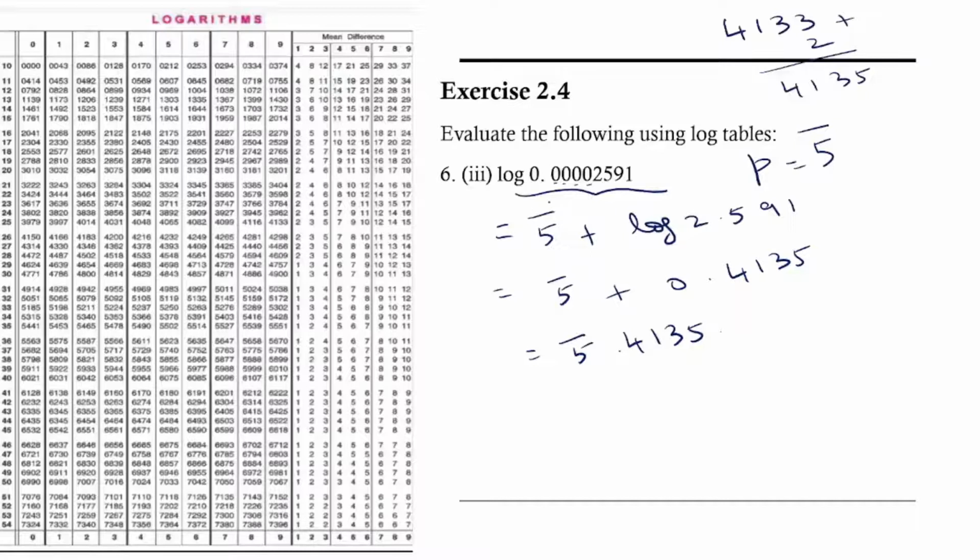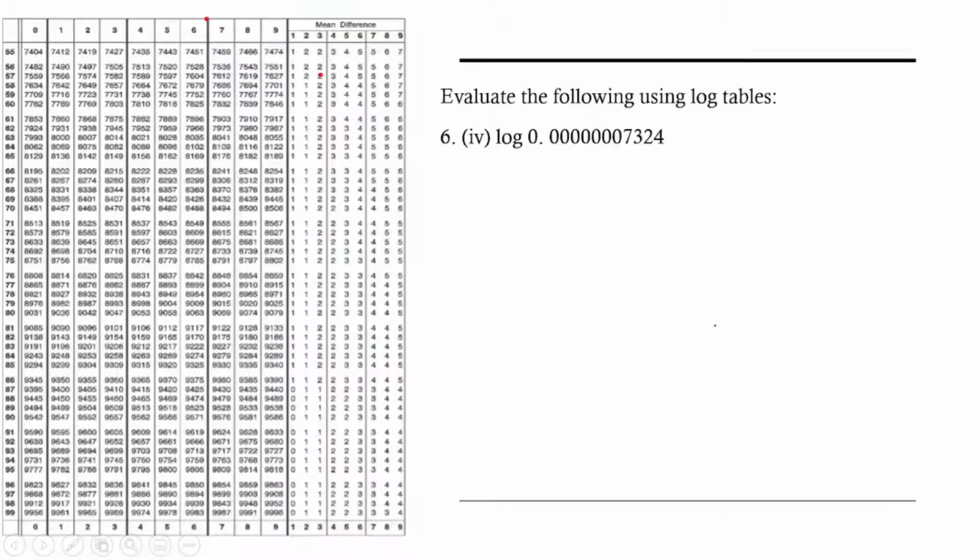So the log of the given number 0.00002591 is bar 5.4135. Then next question, log of 0.0000007324. So here the number of zeros is 1, 2, 3, 4, 5, 6, 7.